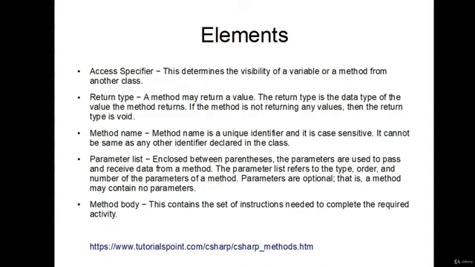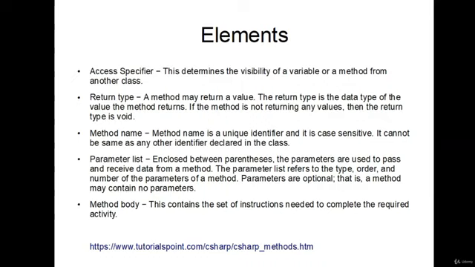The access modifier determines the visibility of a variable or method from another class. We're going to talk about that more as we get into the classes and object-oriented programming. But for now, all of our methods are going to be public. Next is the return type. Some of the methods you create will have to return values. And the return type is where you specify what type of information it is. Is it a string? Is it an int? Is it a double? So that's what a return type is.